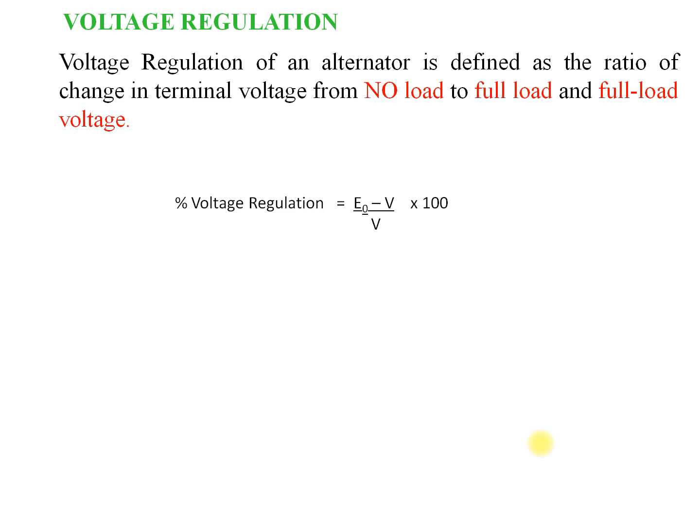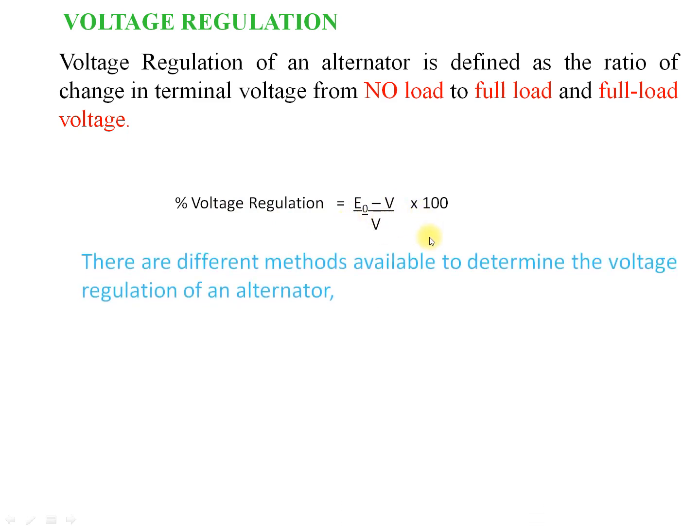So if that particular dip is very large, then the voltage regulation is very bad. If that voltage dip is small, then the voltage regulation is good. So this is the measure of the machine's performance. The percentage voltage regulation is defined as E naught minus V divided by V, into 100 percent.